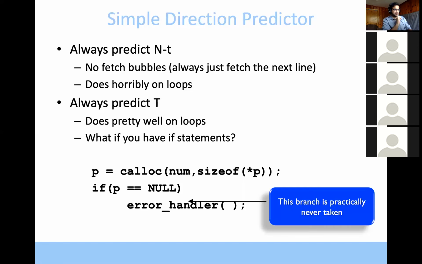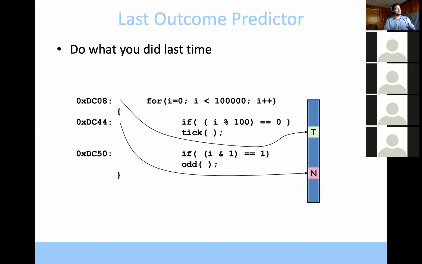But what I was actually trying to get at is you could handle this with a local history predictor where you do what you did the last time, right? We'll see that in a second. It's also typically called a last outcome predictor. The idea is, you keep track of what you did the last time and you continue to do that.